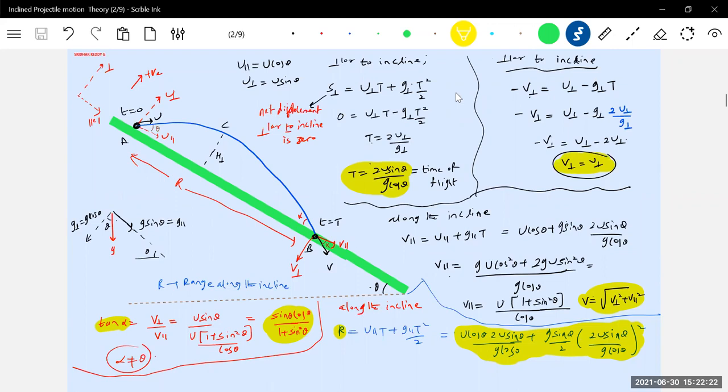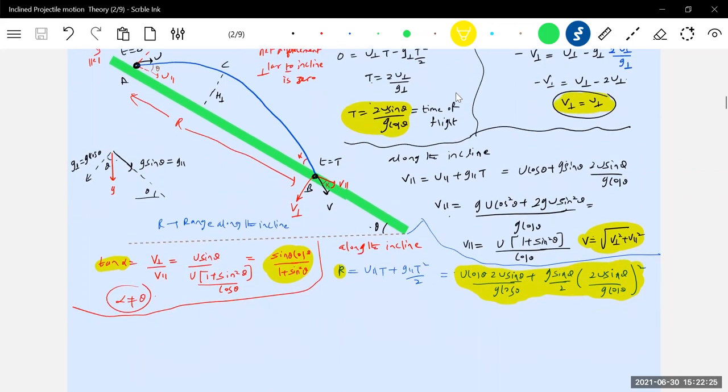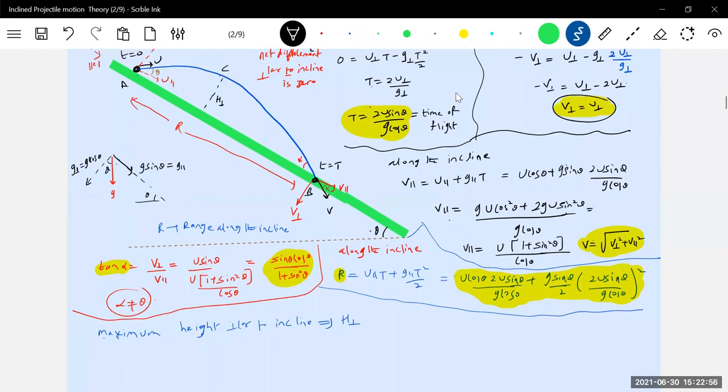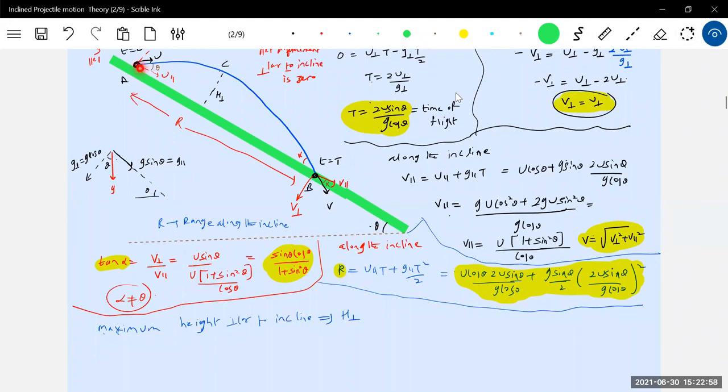Okay, let's calculate the H perpendicular. So H perpendicular means the maximum displacement perpendicular to incline, maximum height perpendicular to incline. That is called H perpendicular. How to get that one? So I'll apply equations of motion from A to C, from here to here.